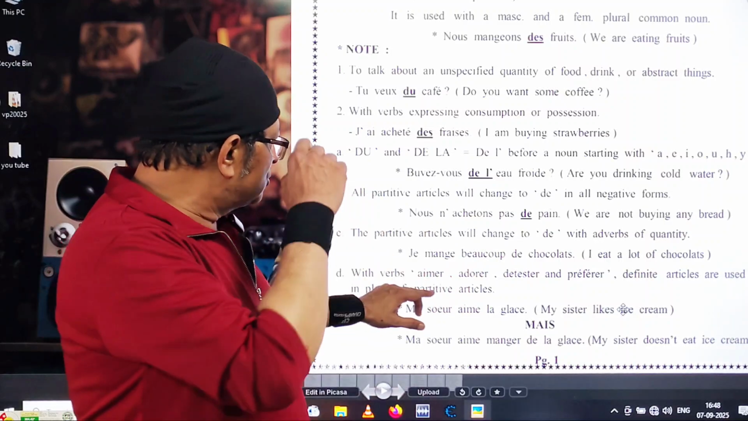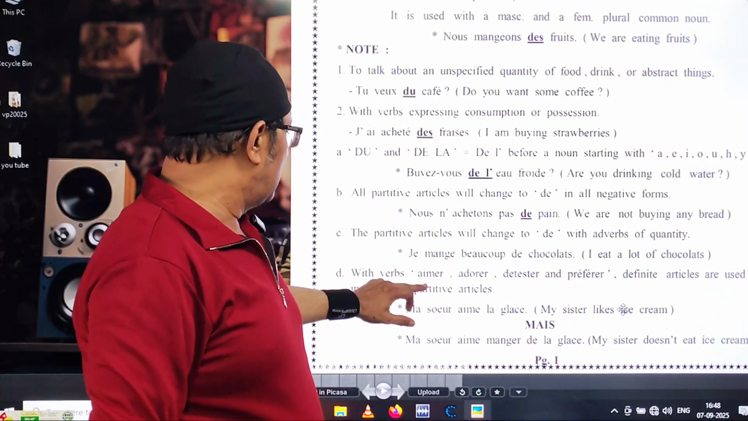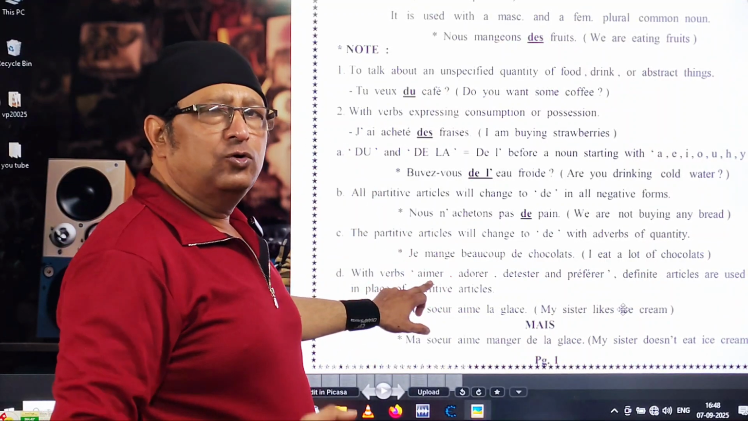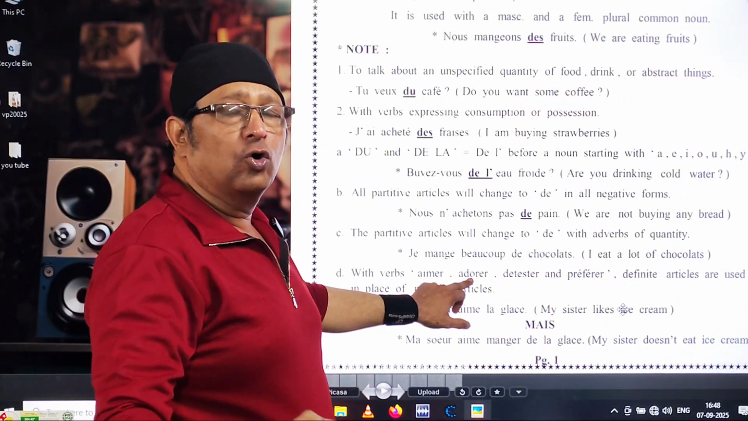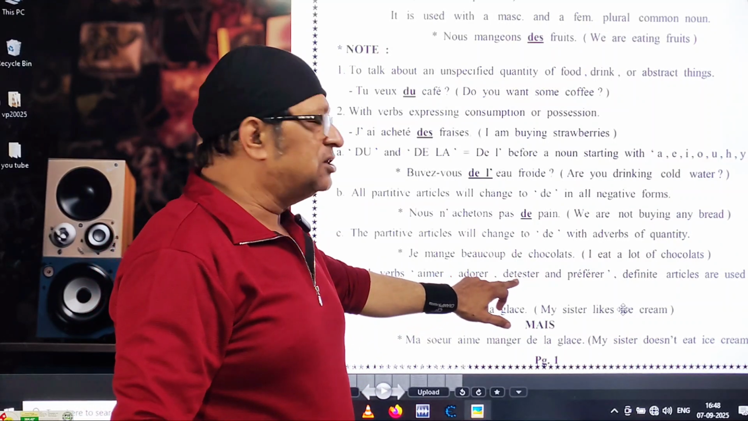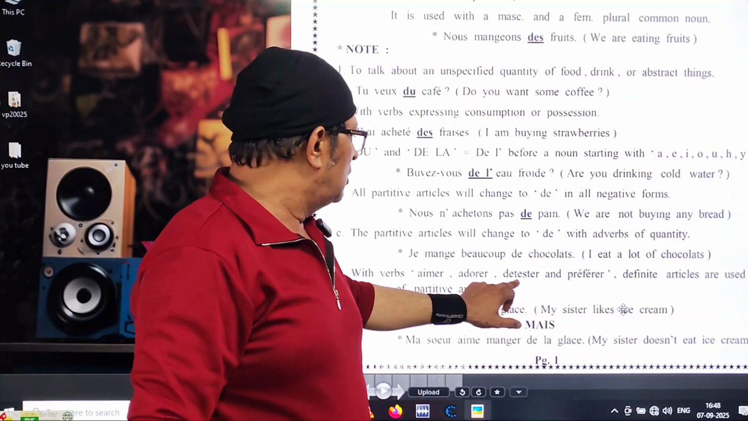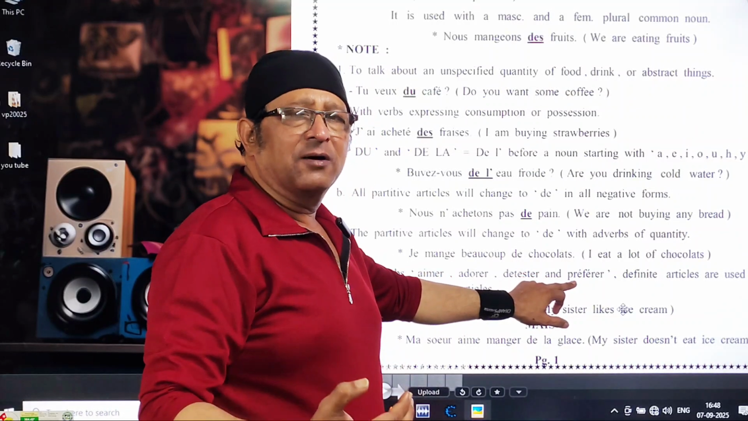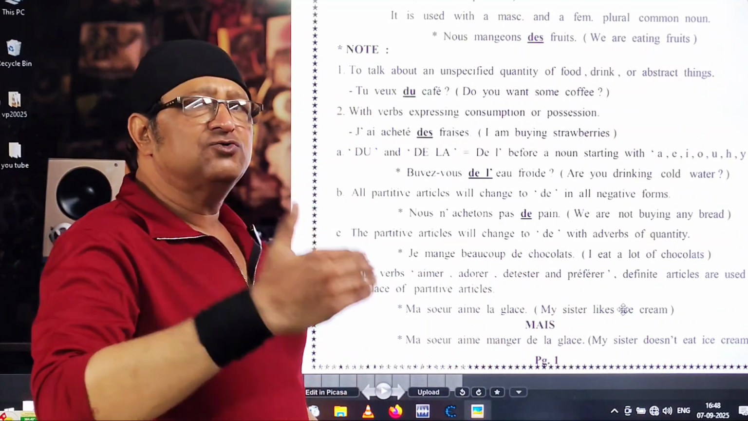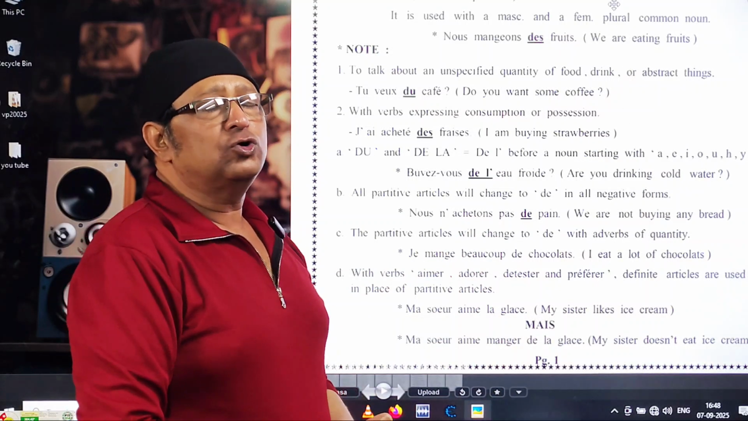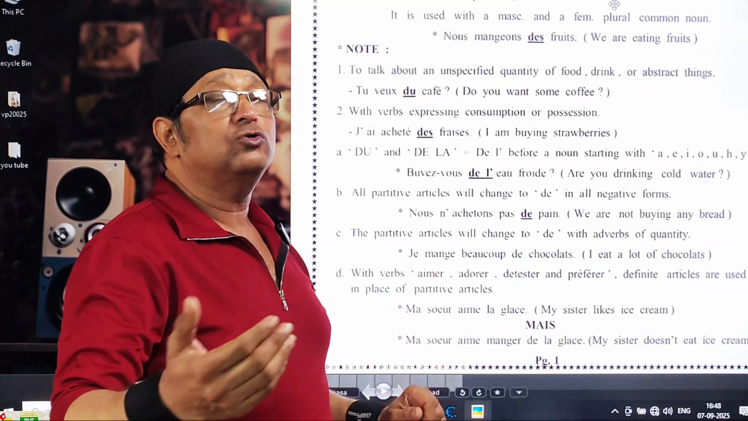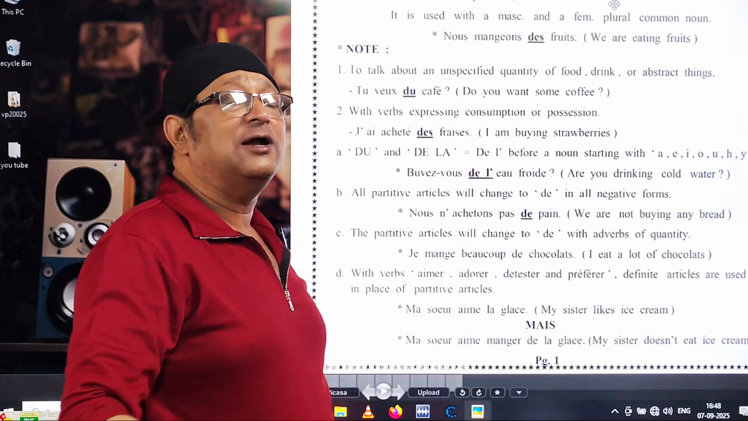Okay, with these verbs: aimer, A-I-M-E-R, to like; adorer, to like a lot, to love; détester, to hate; préférer, to prefer. Whenever you find these words in a sentence, we don't use partitive articles. We use only and only definite articles.